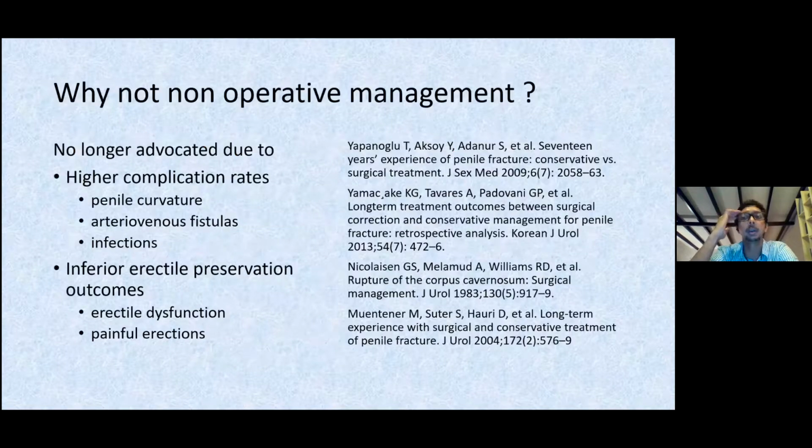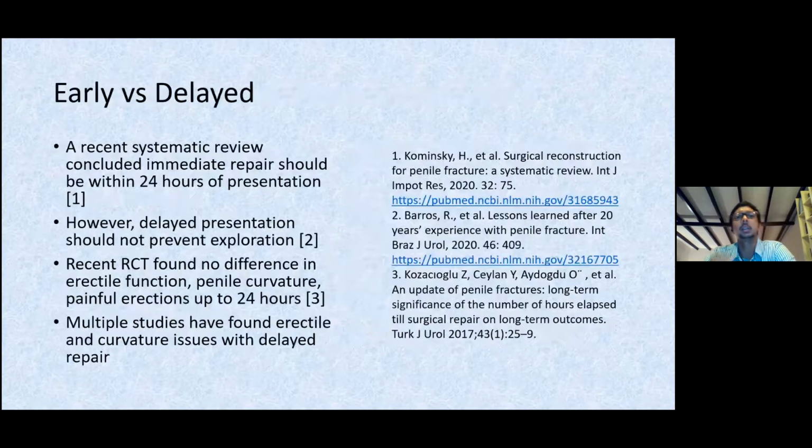So why not non-operative management? Initially, non-operative management was described, with cold or hot compressions and basically observation, but it is associated with higher complication rates and inferior erectile outcomes. So it is no longer recommended. Regarding the time of repair, early repair, not urgent but early, is advocated. The evidence is slightly mixed, but generally it is recommended to go ahead with the repair within 24 hours.